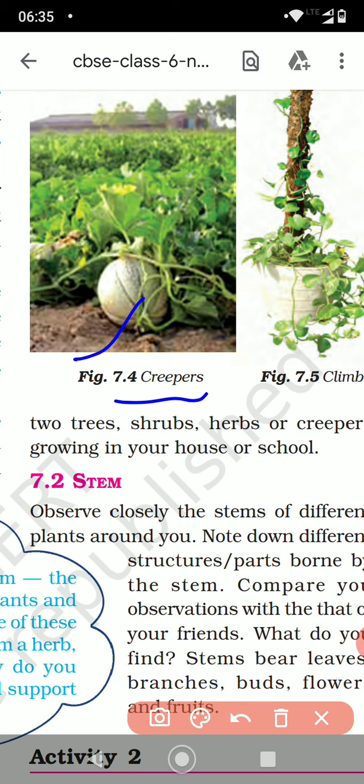Okay children, so we are done with the different types of plants, that is herbs, shrubs, trees, creepers and climbers. I hope you understood.